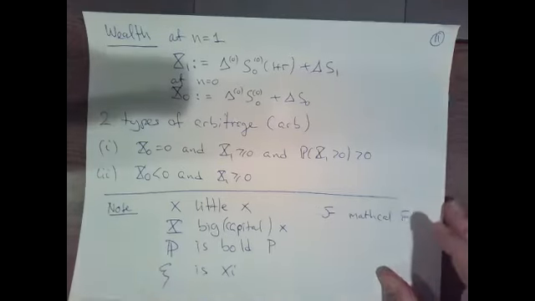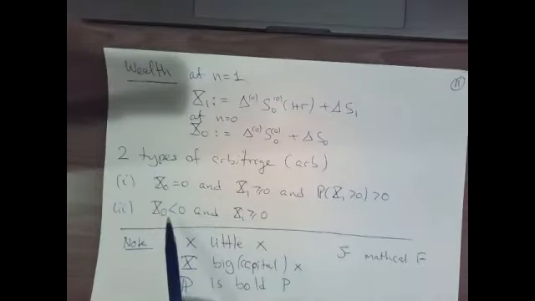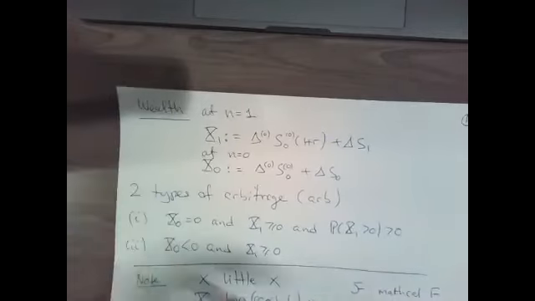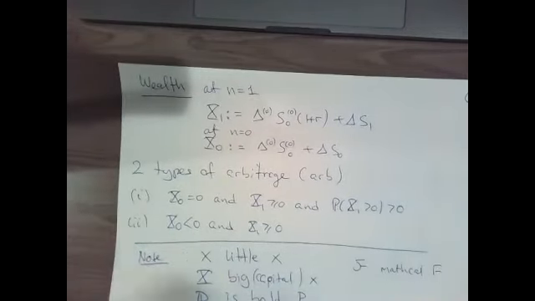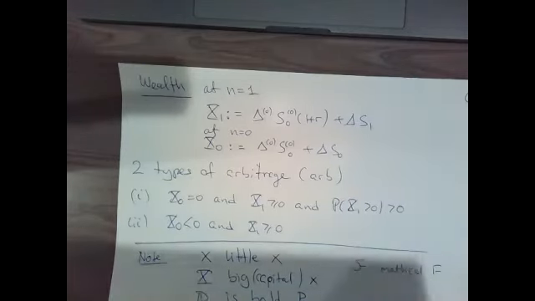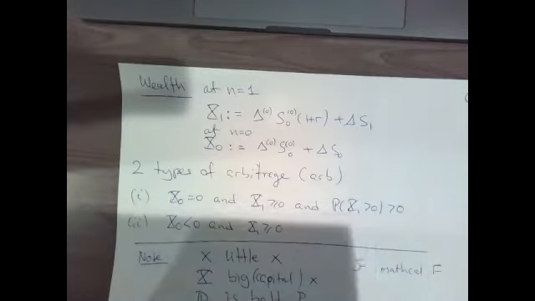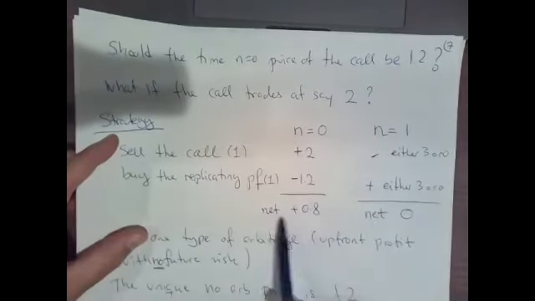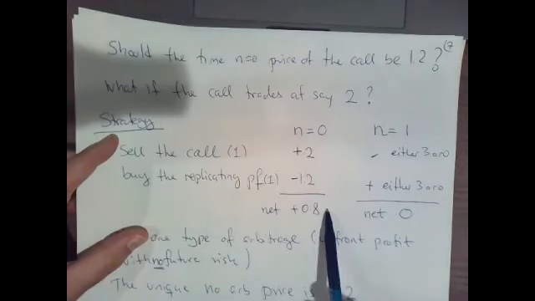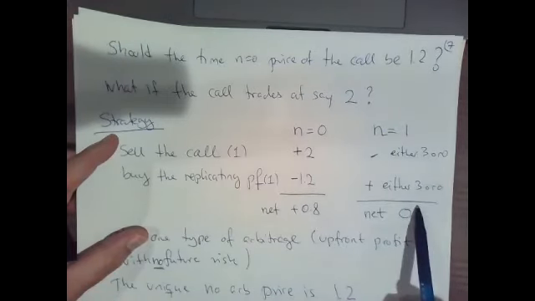Yeah, the second type of arbitrage. Yes, you can. The second type of arbitrage is you get money now, and you don't have any risk later. So we had one of those. Let's go back to that example. Right. That was this example we had. This here is the second type. This is type 2. We get money now, and we don't have any risk later.